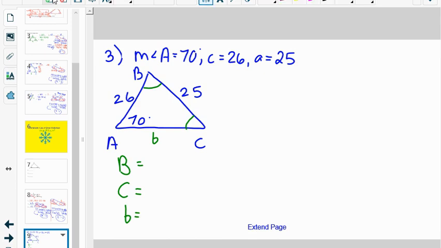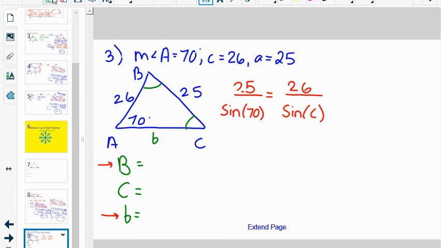Alrighty, so because I don't know angle B or side B, I'm going to hold off on finding both of those till I find C. So I'm going to start by finding angle C first. And to do that, we're going to use the law of sines. Starting with the angle and side that I know, side A is 25, angle A is 70. What we're looking for is angle C, but we know side C is 26. Okay, so there's my setup for the law of sines.